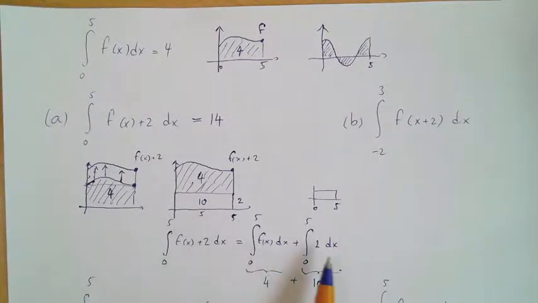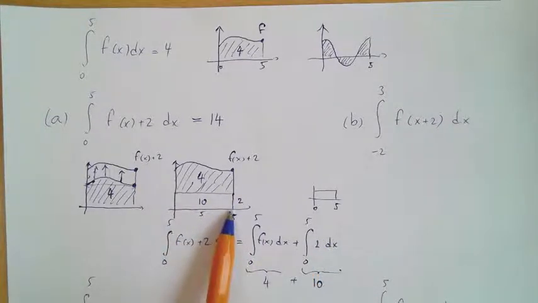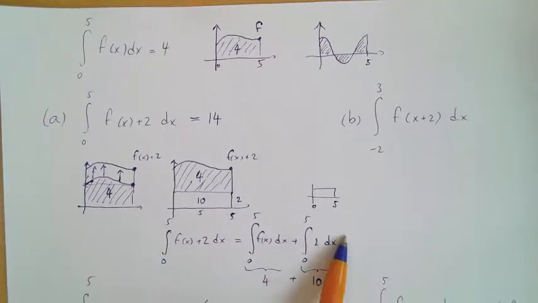By the way, doing it this way really exhibits the rectangle we had here. This rectangle with an area of 10 is the same as the area under the graph of y equals 2 here.